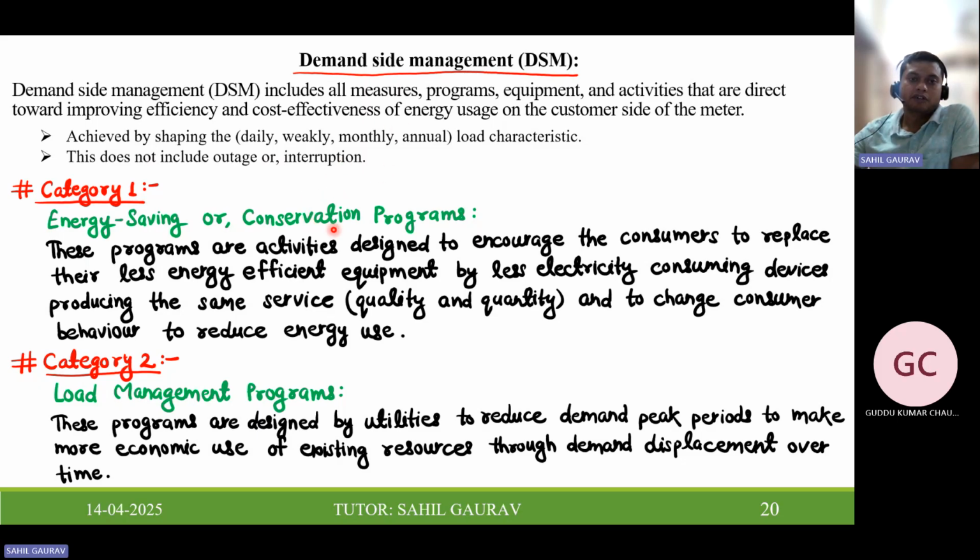The first one is energy saving or conservation programs, and the second category is load management programs. In the first category, we generally encourage our consumers to use energy efficient equipment, and how to save electricity. And load management programs are done by utilities to reduce the demand periods to make more economic use of existing resources for demand displacement over time.